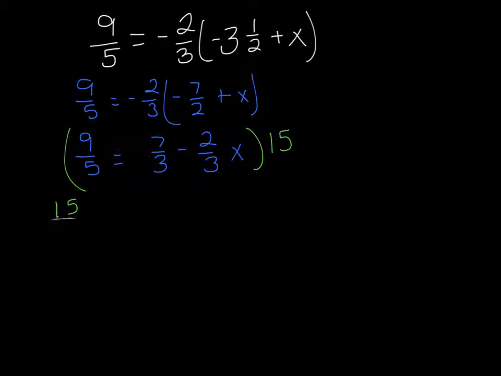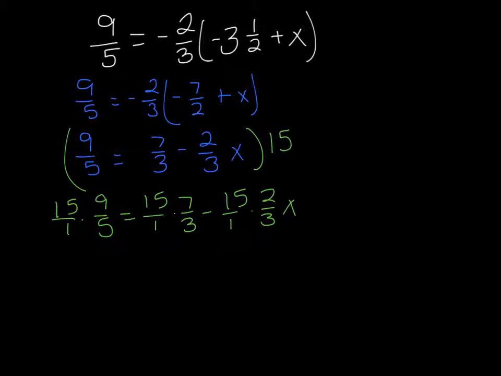So 15 over 1 times 9 over 5 equals 15 over 1 times 7 over 3 minus 15 over 1 times 2/3 x. So 5 goes into 15 3 times, you get 27. 3 goes into 15 5 times, you get 35. 3 goes into 15 5 times, you get 10x. Now we do not have any like terms to combine or variables to move, so we're ready to do inverse operations.